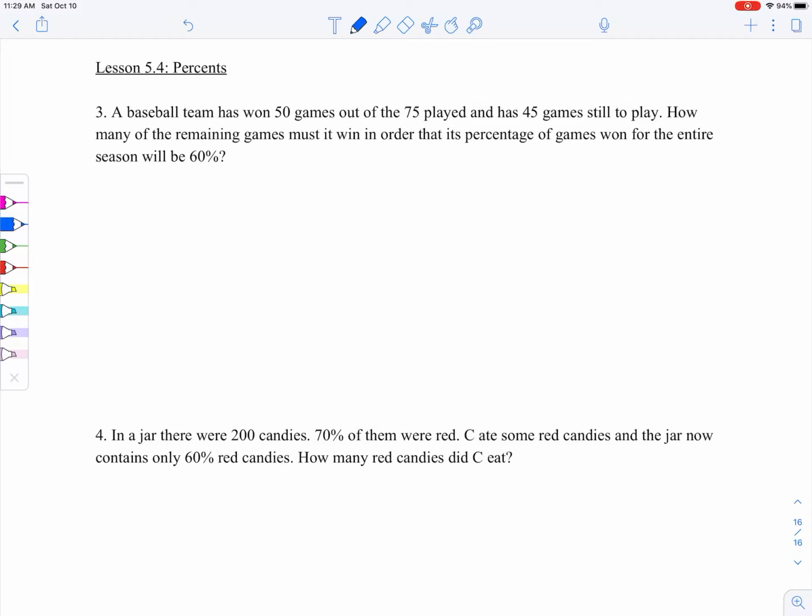Welcome to lesson 5.4 on percents. This year we've cut some of the content that you've done in grade 7 and 8 with simple and compound interest and some other questions with percents. So we're only going to work through 2 questions for this lesson.